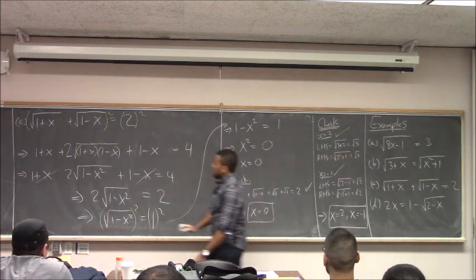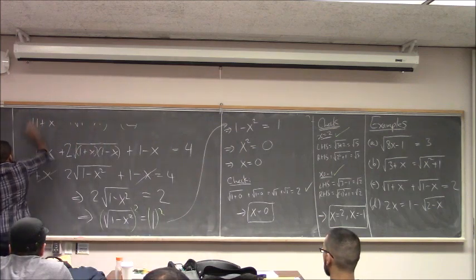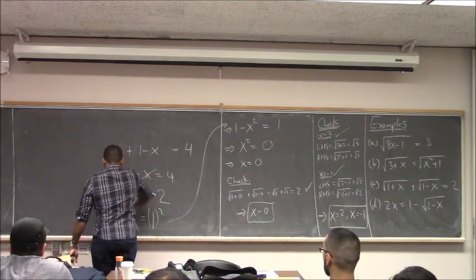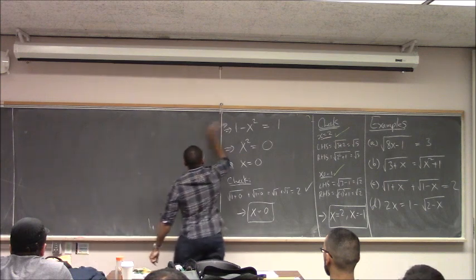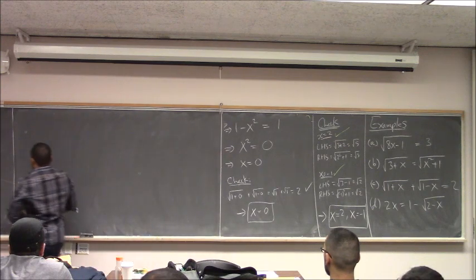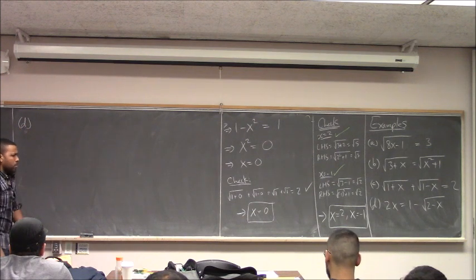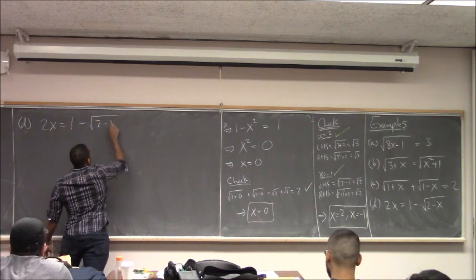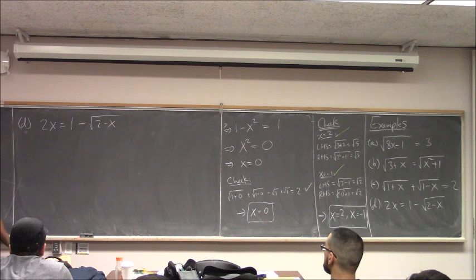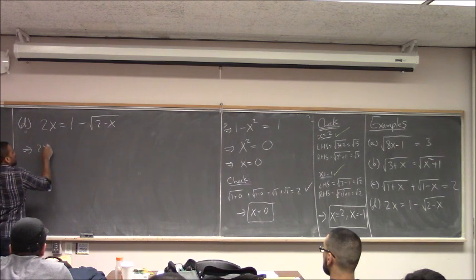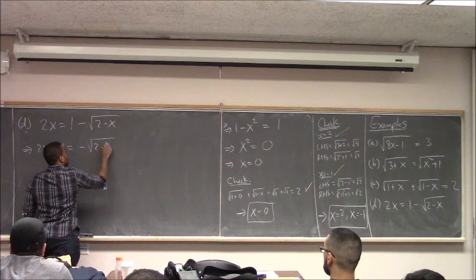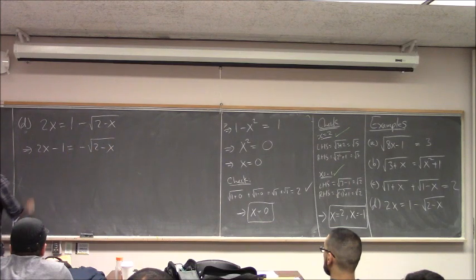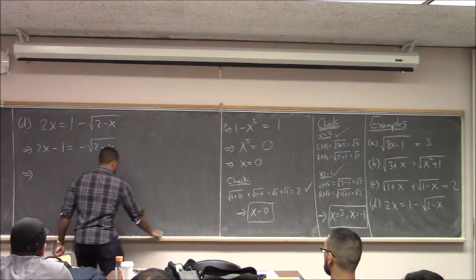Let's look at D. What did you do here? Isolate the radical. Isolate the radical. I have a radical and a non-radical on one side. Just bring this guy over. Now, we want to get rid of that radical, so what we're going to do is square both sides.